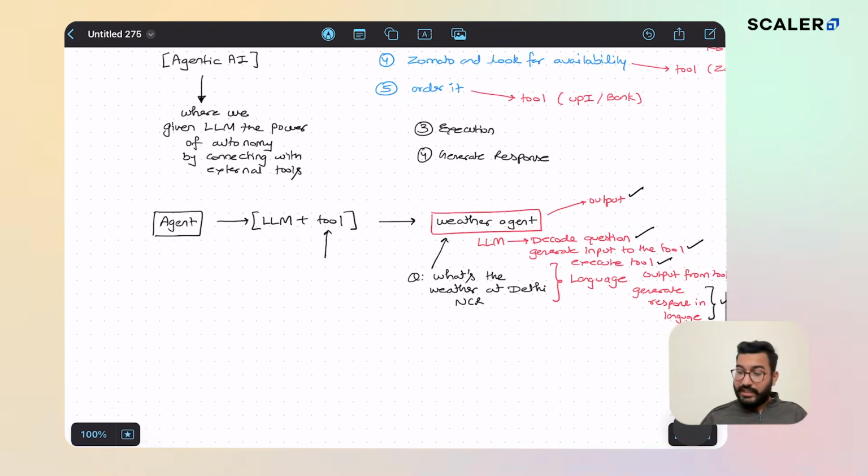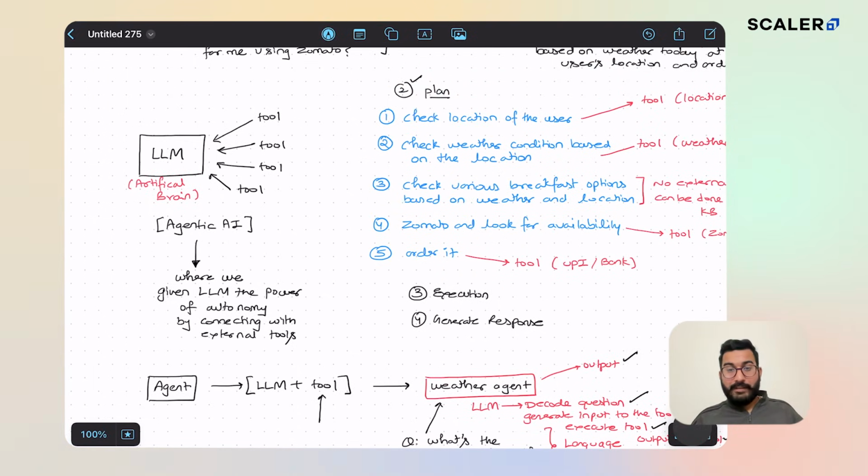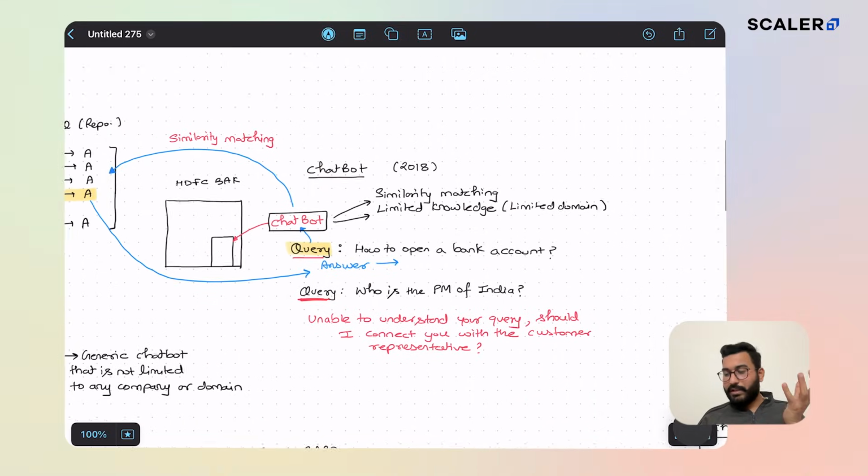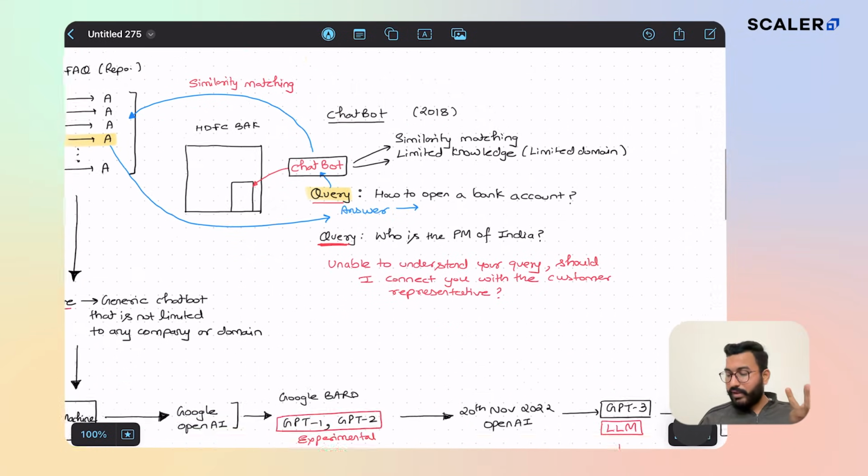So this is an agent, and this is your agentic AI, where you connect multiple agents to solve a bigger problem. That is the framework of agentic AI. So this is where the industry has progressed. We started with the ideation of chatbot.